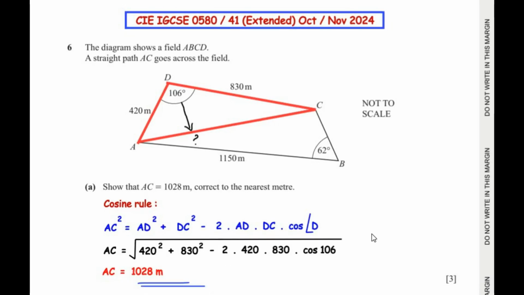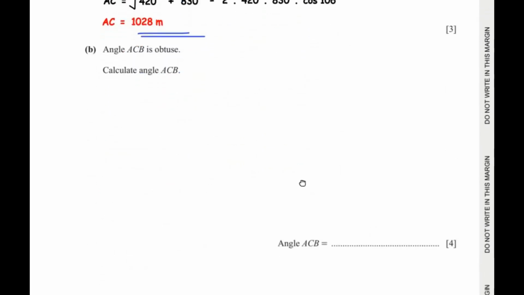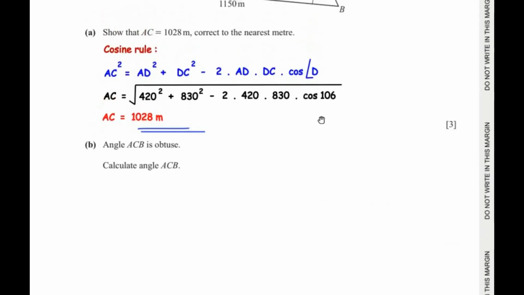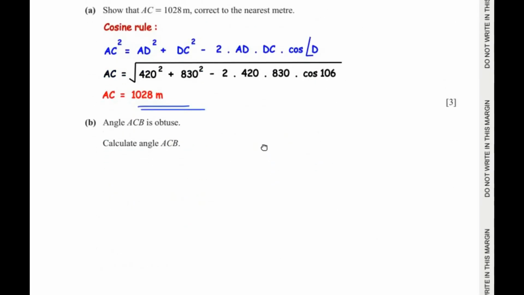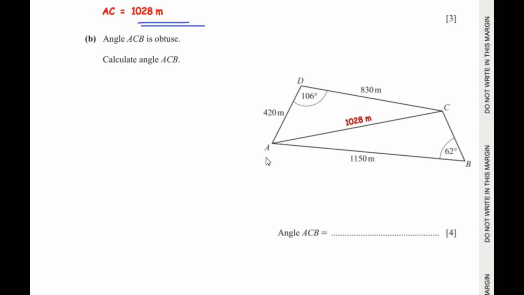Now let us move on to the next question. Angle ACB is obtuse. Calculate angle ACB. So let us reconsider the figure over here for easy reference. So this is the same figure we have reconsidered, and the value of AC I have already written over here and considered it as 1028 meter.